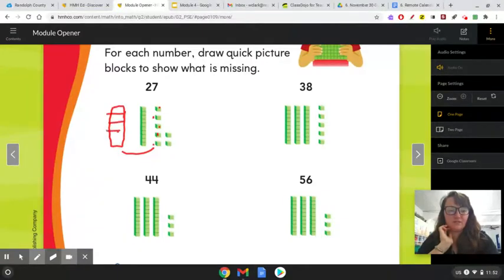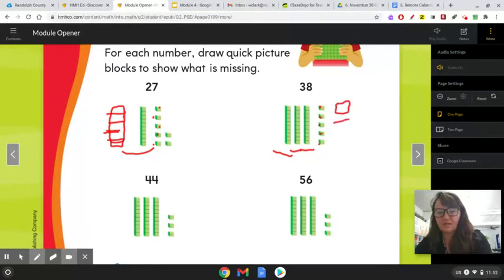Okay, draw a little 10 stick. Pretend that's a 10 stick. Looks like a hot dog, but that's okay. All right, so look at this one. So this is 38. We have 10, 20, 30, 31, 32, 33, 34, 35. So I'm going to draw little blocks, 36, 37, 38. So go ahead and fill those in.